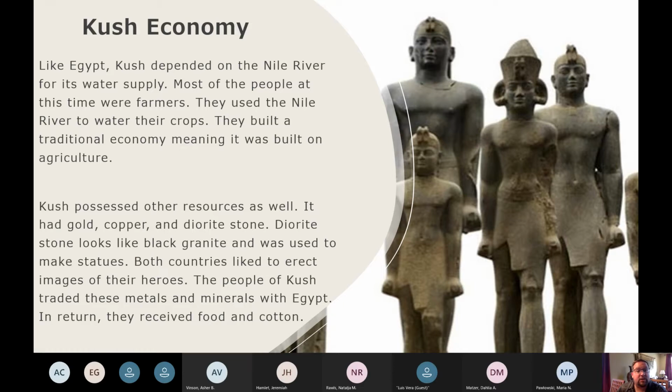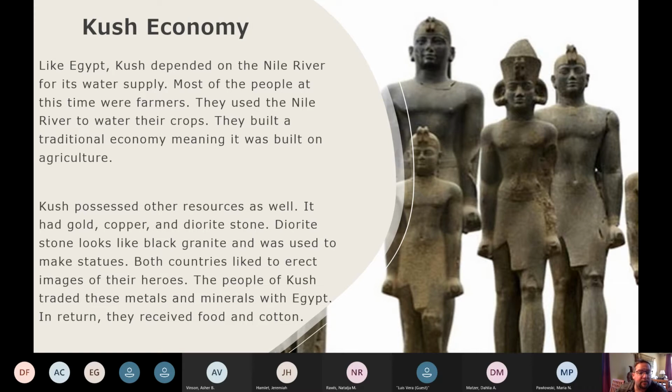Like Egypt, Kush depended on the Nile River for its water supply. Most of the people at this time were farmers. They used the Nile River to water their crops. They built a traditional economy, meaning that it was built on agriculture or farming. If it says traditional economy, that means they were farmers.